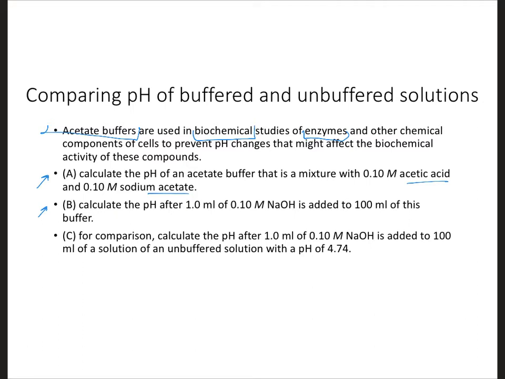And then finally, a third part is going to be, what would happen if we had started off with an unbuffered solution, which was just pH 7.4, and then added some NaOH to it? What would happen to the pH?